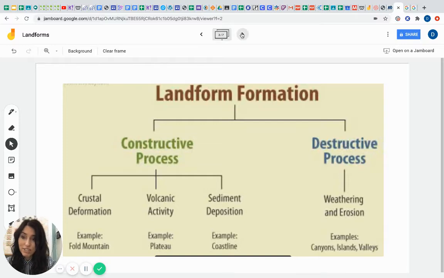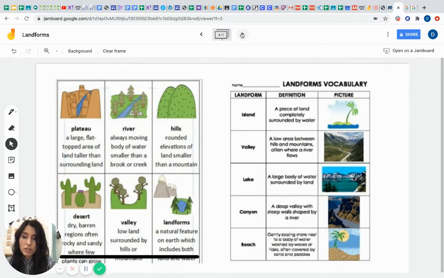Great, let's move on. So these are pictures and the words and information that goes along with each of those things that we discussed just briefly before. This is a picture of a plateau. It's a large, flat-topped area of land, taller than the surrounding land. You all know what a river is, so we don't need to read what that is. We all know what hills are. Just know that they're rounded elevations of land, smaller than a mountain.